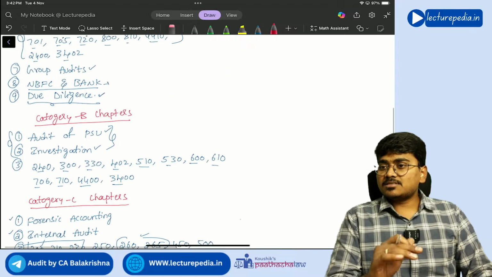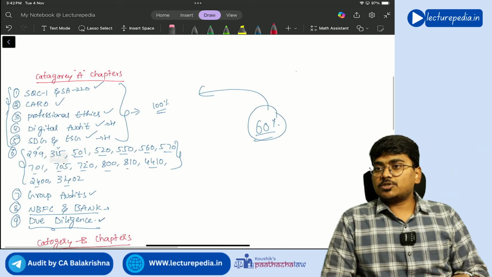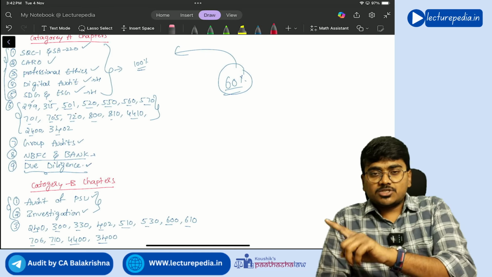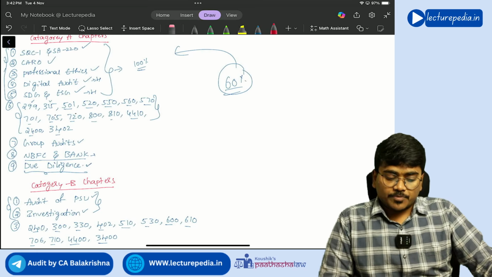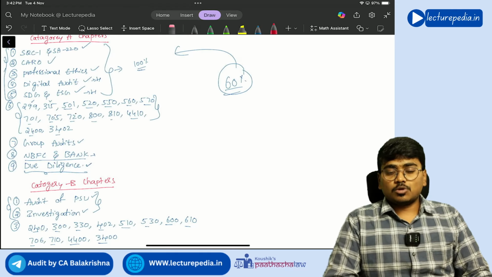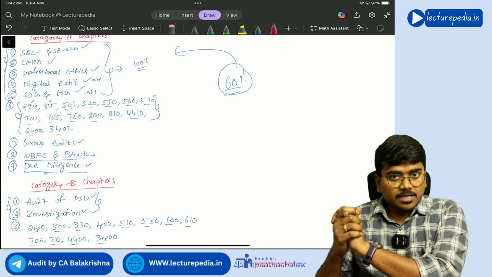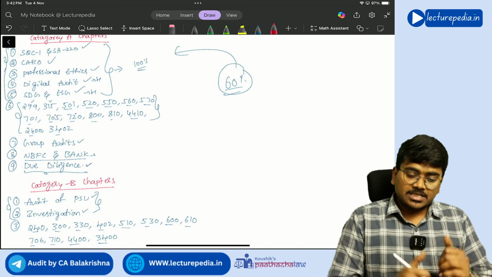So this is the categorization with respect to CA Final Audit for the upcoming Jan 2026 examination. Got it? So yes, focus more on these chapters. For sure, you will be clearing in the upcoming Jan 26 examination. All the best.